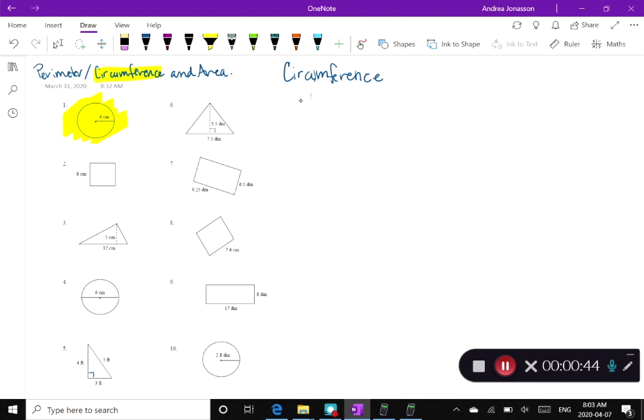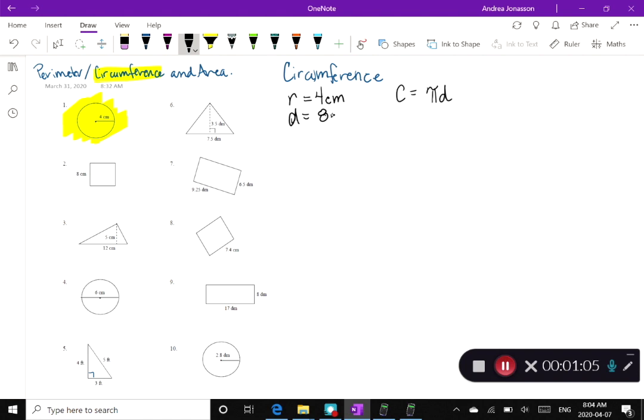Let's begin by writing down what we know about this circle, where we know that the radius is equal to 4 centimeters. Okay, and we know that the formula for the circumference of a circle is pi times the diameter. So we know the radius, we need to know the diameter.